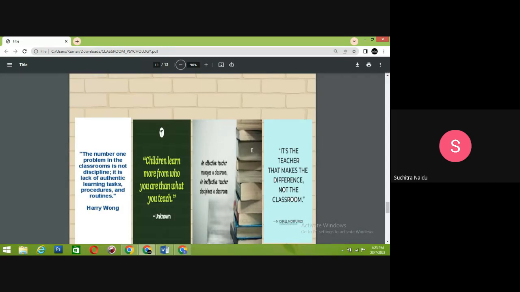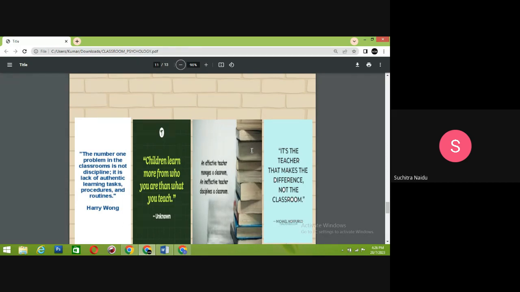So if you see the third quote, an effective leader manages a classroom. An ineffective leader disciplines a classroom. So if I go prepared, automatically what I'm speaking makes sense and the students will listen to me. But if I'm speaking something rubbish, then they will start talking amongst themselves. Then I have to shout and talk about rules and regulations to discipline the class. So always everything lies in the hands of the teachers.